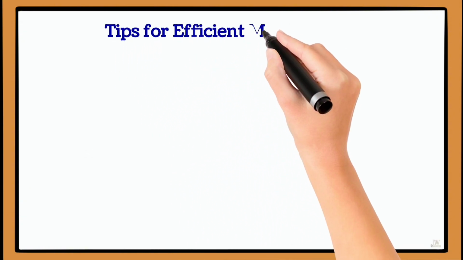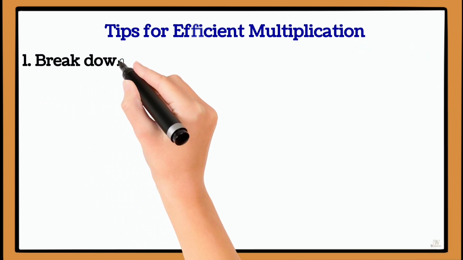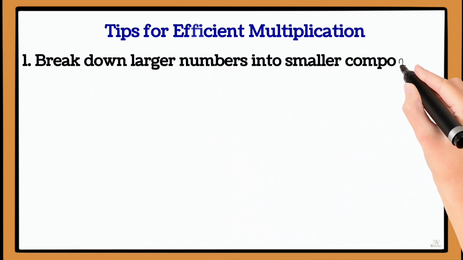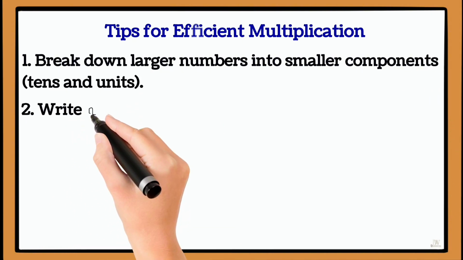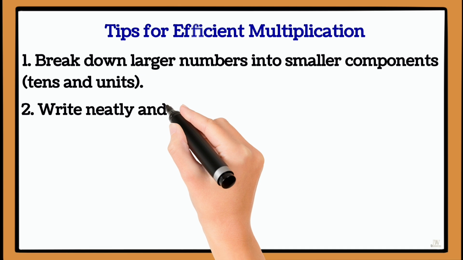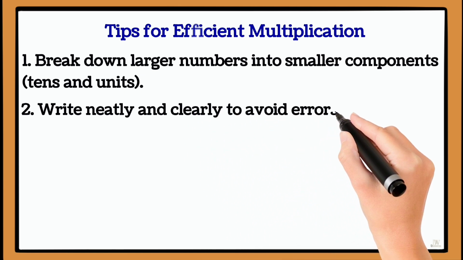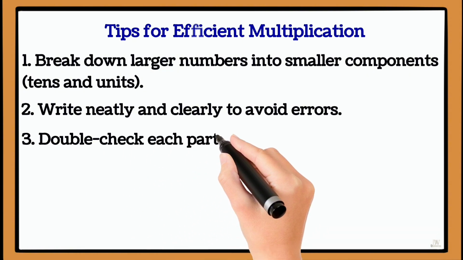Tips for efficient multiplication. 1. Break down larger numbers into smaller components, tens and units. 2. Write neatly and clearly to avoid errors. 3. Double-check each partial product before adding.